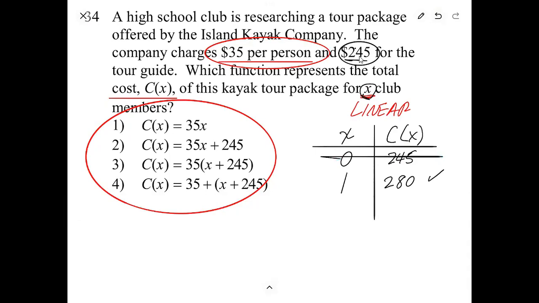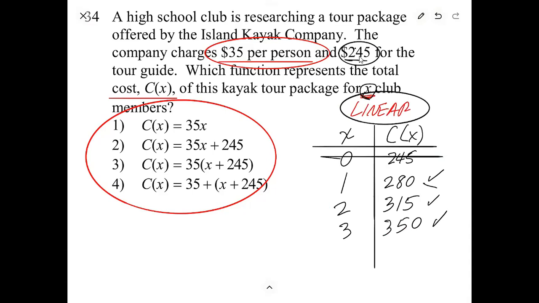Next, if I have 2 people, that means I'm going to add another $35, so this is going to be $315. If I add another person, it's going to be $350. Now, look at this. We know it's linear because it's going up by the same amount. It's going up by 35. Each person is adding 35. So this is how you can figure out which one of these is right. We're just going to go to the spreadsheet, put these numbers in, and do a linear regression, and it's going to tell us what the equation is.